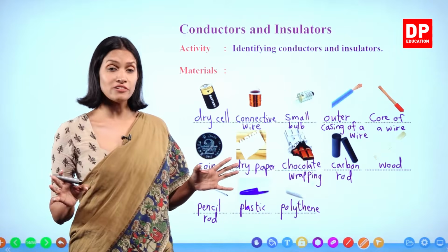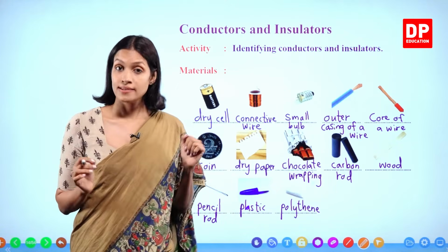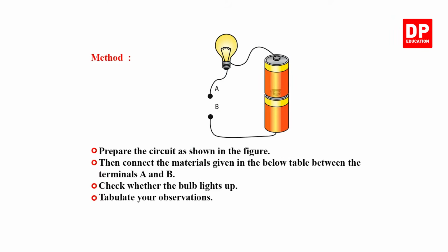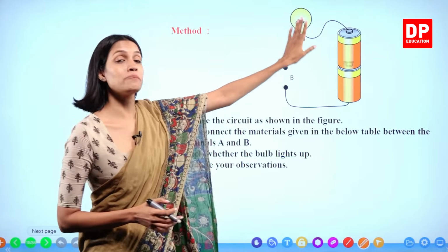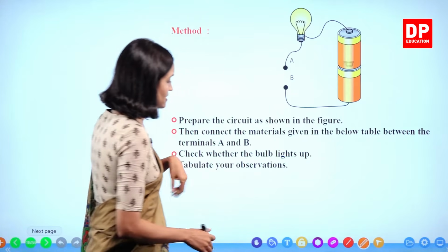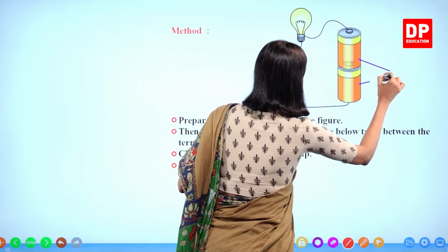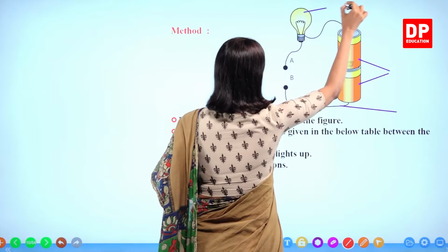Now you must be wondering, what are we going to do with all these materials? Let's see how to do this activity. Right, look at this method. Look at the diagram. You have to prepare the circuit like this. Let's label this. Dry cells, connective wire and bulb.